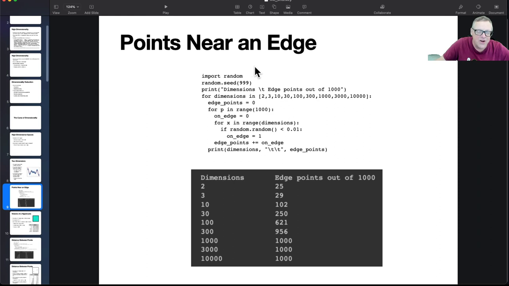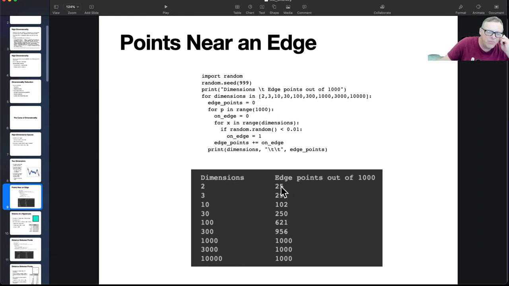And how many points are near an edge? Here's the problem. You have many parameters. So if I have various dimensions, 2, 3, 10, 30, up to like 10,000 dimensions, you can calculate how many of those points are near the edge. And the point is, if I have 10,000 dimensions and I pick a random point, I pick 10,000 random numbers from 0 to 1. And of course, some of those numbers are going to be near 0 and near 1. So it's going to be near one edge. Anyway, so that's the point.